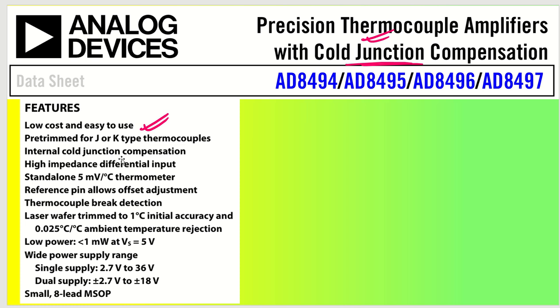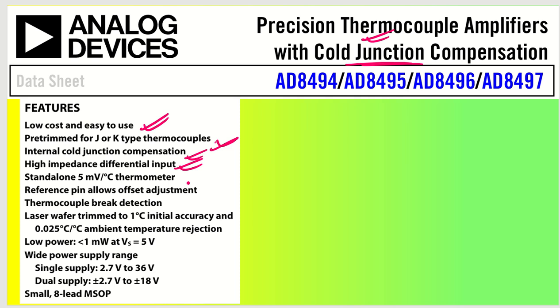So we can see here that we have pre-trimmed for J and K type thermocouples. You don't need to trim it separately. Then we have internal cold junction compensation. We have high impedance differential inputs, so it will not be loading. This is very important, high impedance differential inputs.